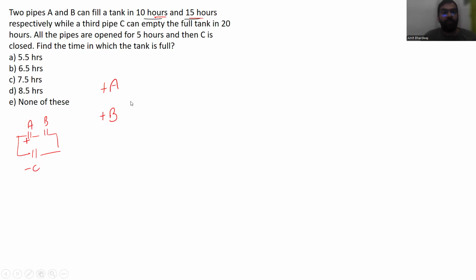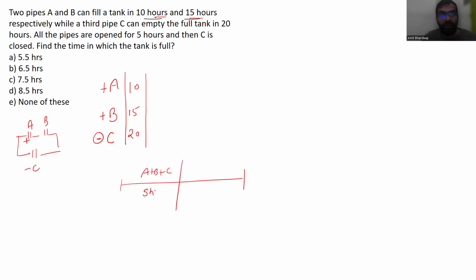Now, two pipes A and B can fill a tank in 10 hours and 15 hours, while a third pipe C can empty the tank in 20 hours. The question is: if all the pipes are open for 5 hours, and then C is closed, find the time in which the tank is full. Basically, 5 hours is given to you, after which A and B will fill the remaining tank.